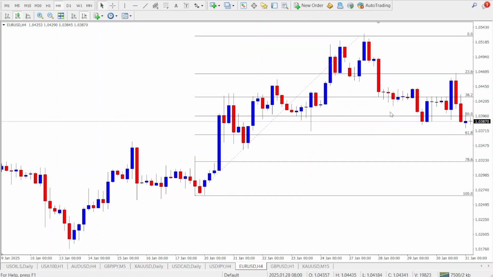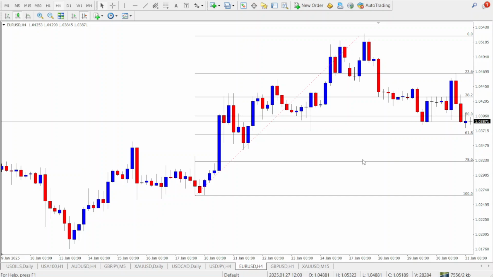Now the key Fibonacci levels we focus on are the 23.6%, which represents a minor retracement level, the 38.2%, which represents a shallow pullback level, the 50%, which is a psychological level that is not an official Fibonacci number but widely used. Then the 61.8%, which is the golden ratio. It is the most powerful retracement level. Then we have the 78.6%, which is a deep pullback level, often used for reversals.